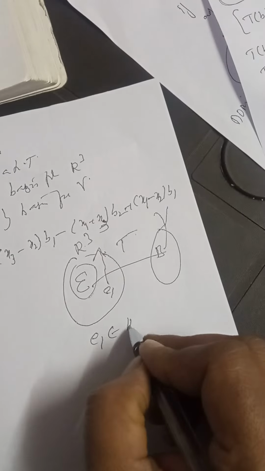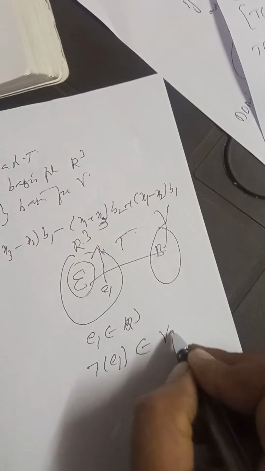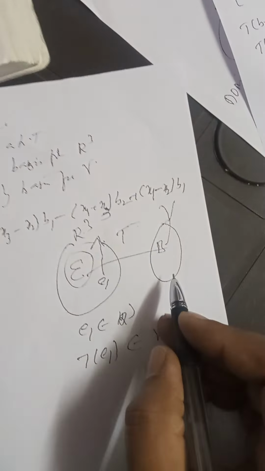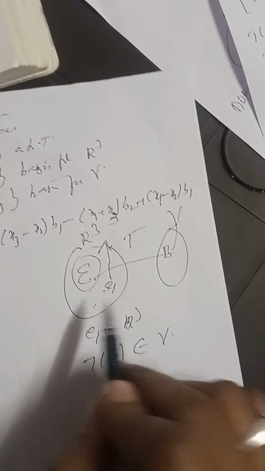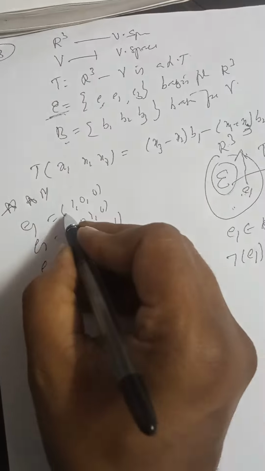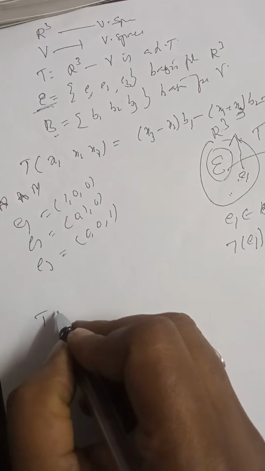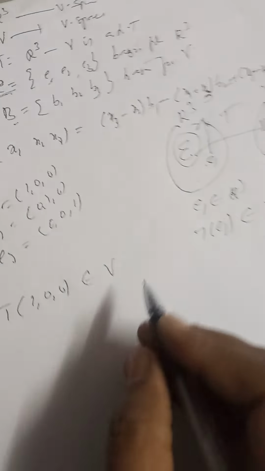Now, see, E1 is an element in the domain. Its image is T of E1. T of E1 belongs to V, from this diagram. E1 is an element in R cube. Then T of E1 is the image of E1, which is in V, the codomain. What is E1? 1, 0, 0. Now, T of 1, 0, 0 belongs to V, the codomain.